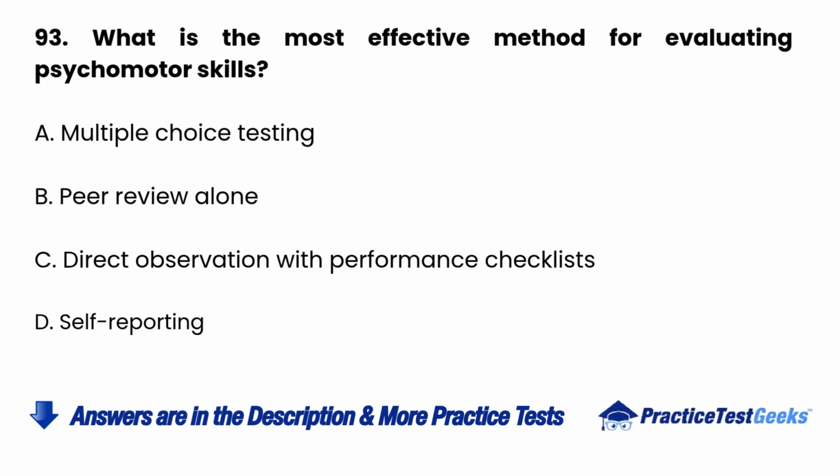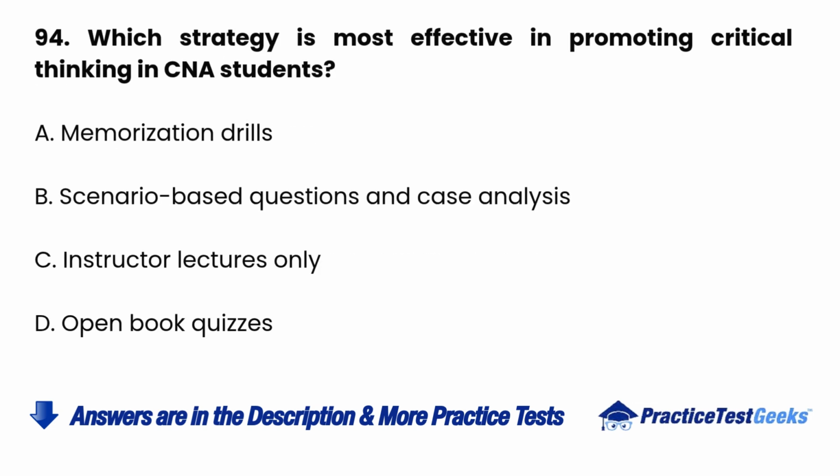93. What is the most effective method for evaluating psychomotor skills? A. Multiple choice testing. B. Peer review alone. C. Direct observation with performance checklists. D. Self-reporting.